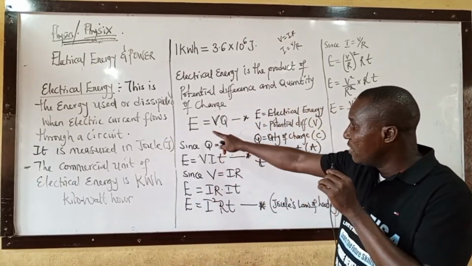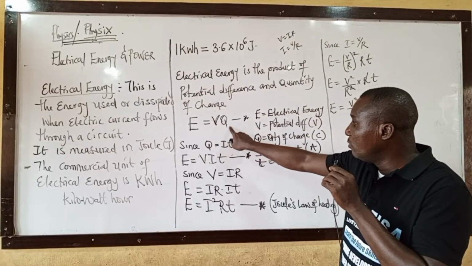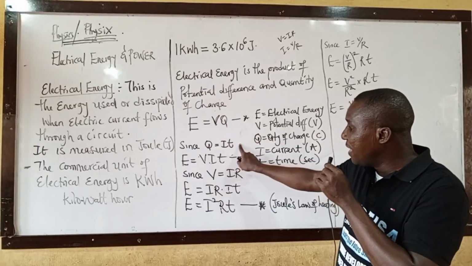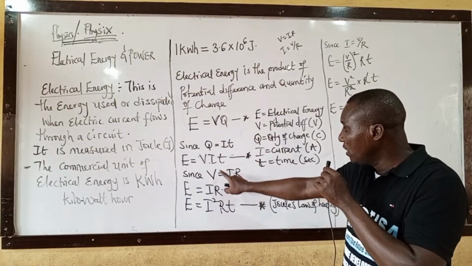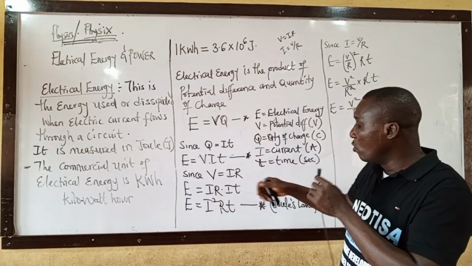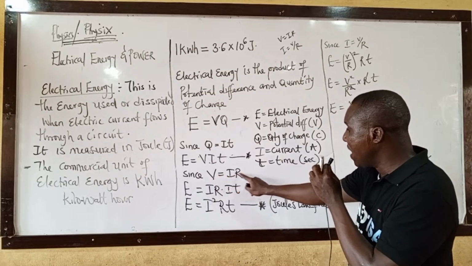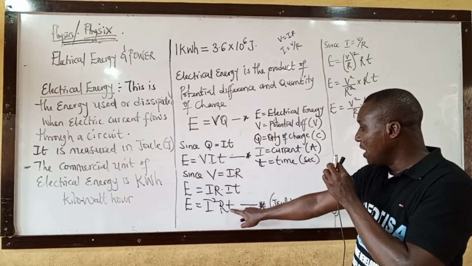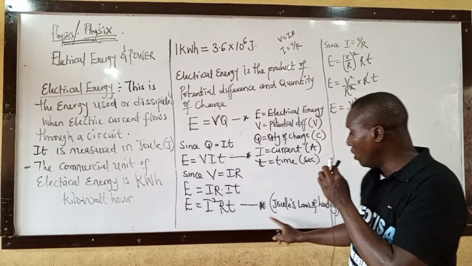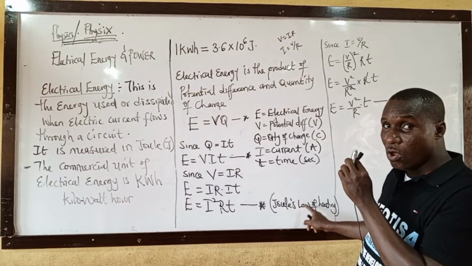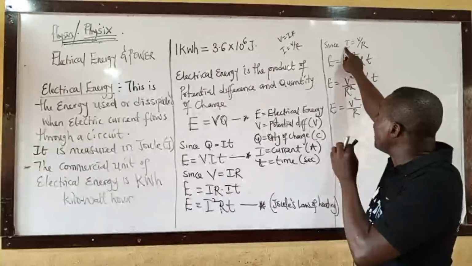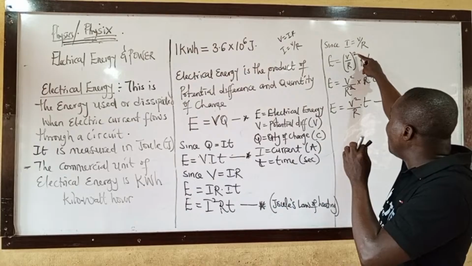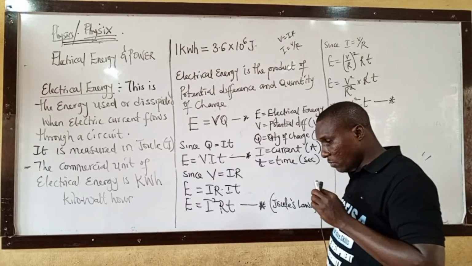Please take note of the first formula. Electrical energy equals what? VQ. That is the product of potential difference times charge. From here, Q equals IT. Change Q, we have this. Then V equals IR from Ohm's law. Anywhere I see V, I change it to IR. I have this. And I told you this formula is known as Joule's law of heating. Then V over R: I is the ratio of V to R. Anywhere I see I, I change to V over R. Elsewhere, I have this.